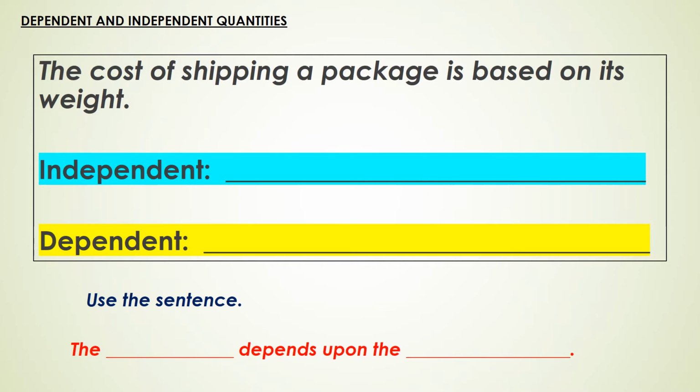Look at this sentence right here. The cost of shipping a package is based on its weight. Think of it. What are the 2 things that you're talking about right here? I want you to come up with the independent quantity and the dependent quantity. Use the sentence at the bottom. The blank depends upon the blank. And then pause me.